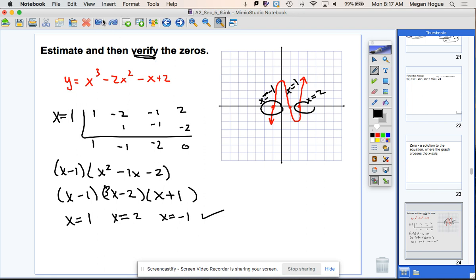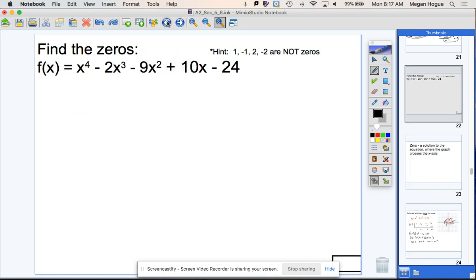All right, we're going to end with this lovely one. I'm saying that, so it's probably not really lovely. That was laced with a lot of sarcasm. So one of those degree of 4s. So we're going to use f of x is x to the 4th minus 2x cubed minus 9x squared plus 10x minus 24.